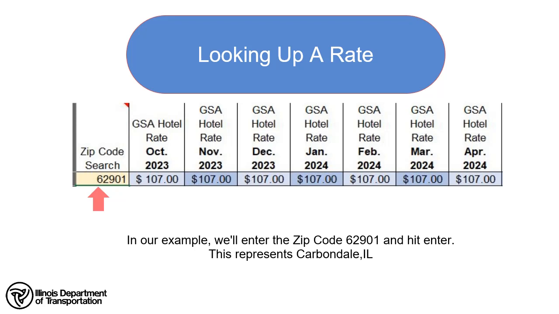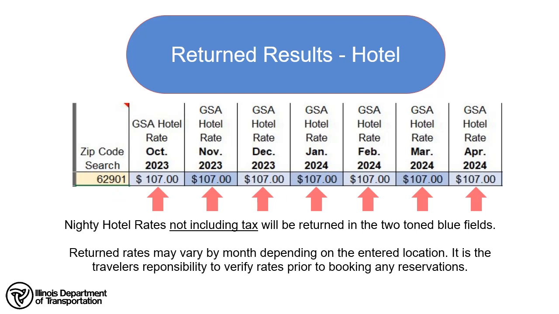Remember, this tool can search zip codes nationwide and is used to look up rates for both in-state and out-of-state stays. The maximum allowable hotel reimbursement nightly rates not including taxes will be returned in the two-toned blue fields. Please be aware that hotel rates vary by location and month. It's the traveler's responsibility to double-check hotel rates prior to making any reservations.